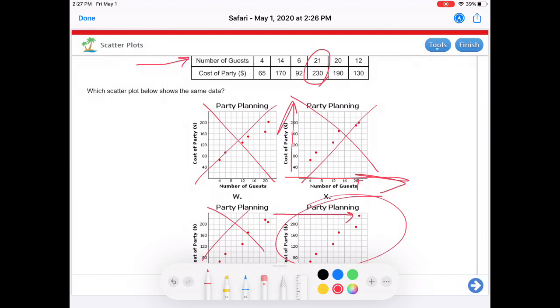The independent variable, the number of guests, is independent, but what depends on the number of guests is the cost of the party. And that's what we put on the vertical axis. You won't have to be responsible for that, but you'll have to be responsible for looking at the labels and knowing what data points go along with that.